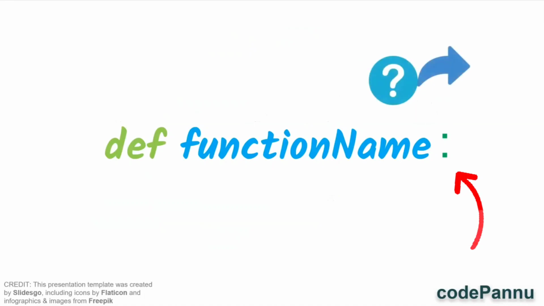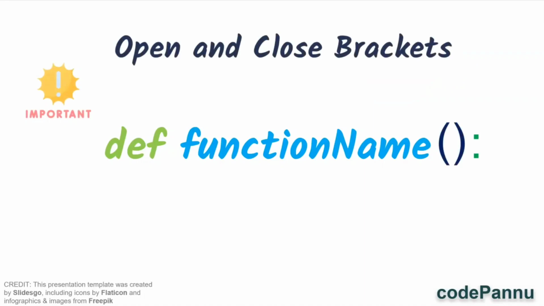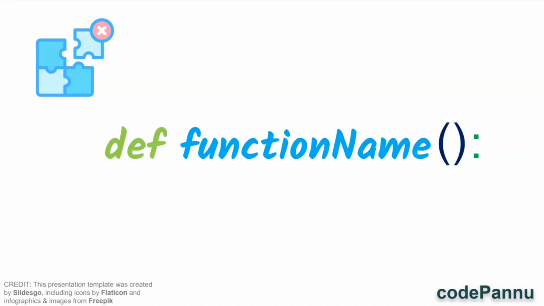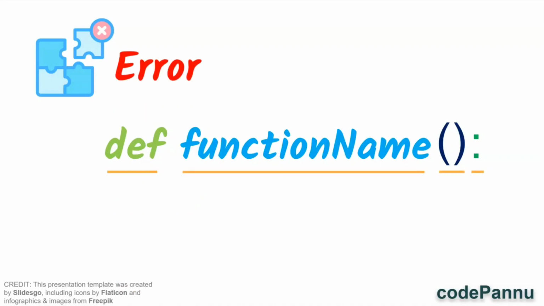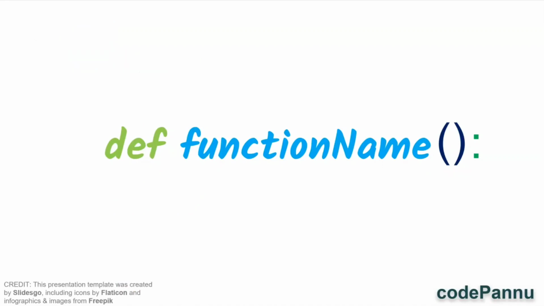There is one more thing to add in this statement. So, I wanted to explain it at the end. In fact, it is very important. We have to put open and close brackets after the function name. Please note that you have to put these brackets before the colon. Also, if you miss any of these four parts, Python will give an error because it will not be able to understand the function. So, you have to remember all the four parts.